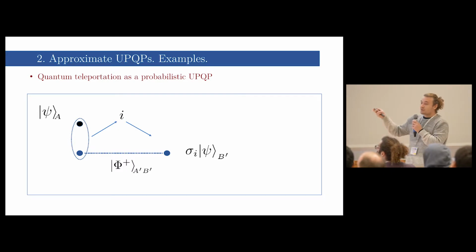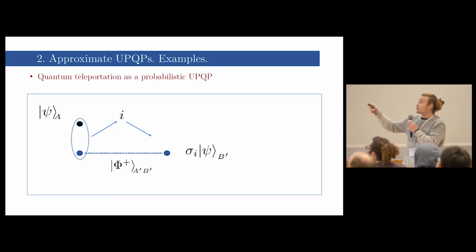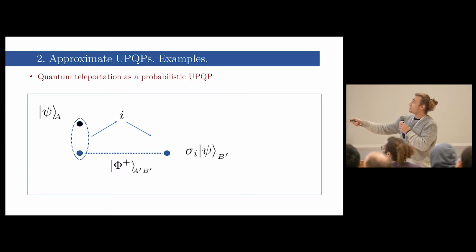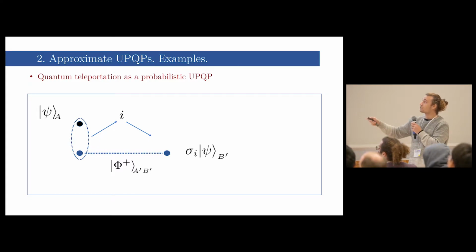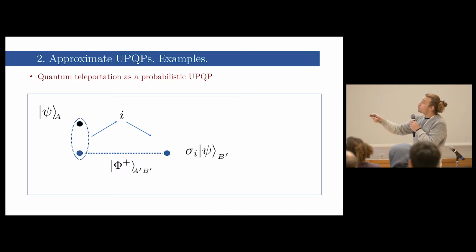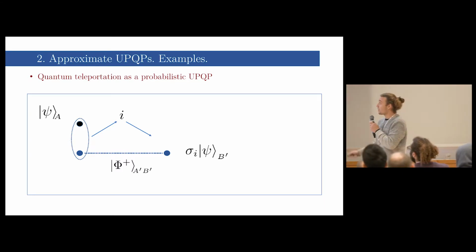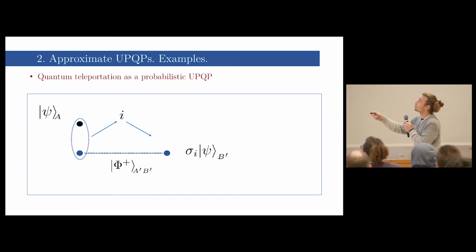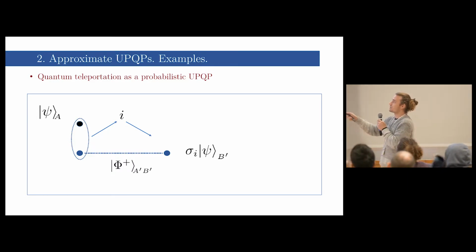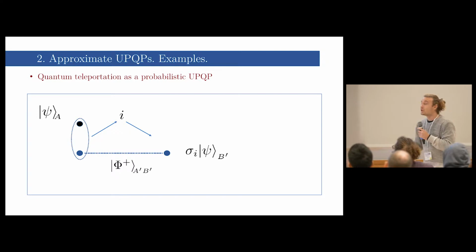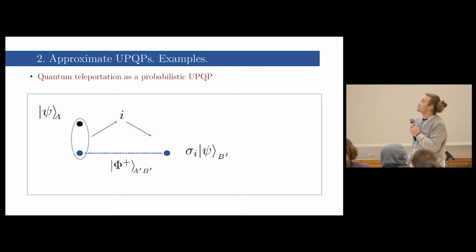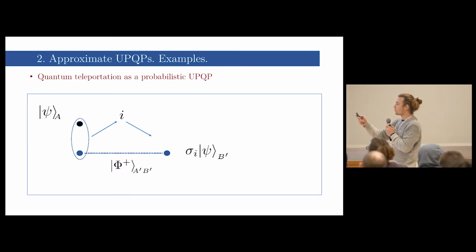Okay, if they share the maximally entangled state, we know that if Alice measures in the Bell basis her part of the system, then the output of this measurement tells Bob which correction he has to apply in his part of the system in order to get the original input state psi. Now let's turn this protocol into an approximate UPQP.